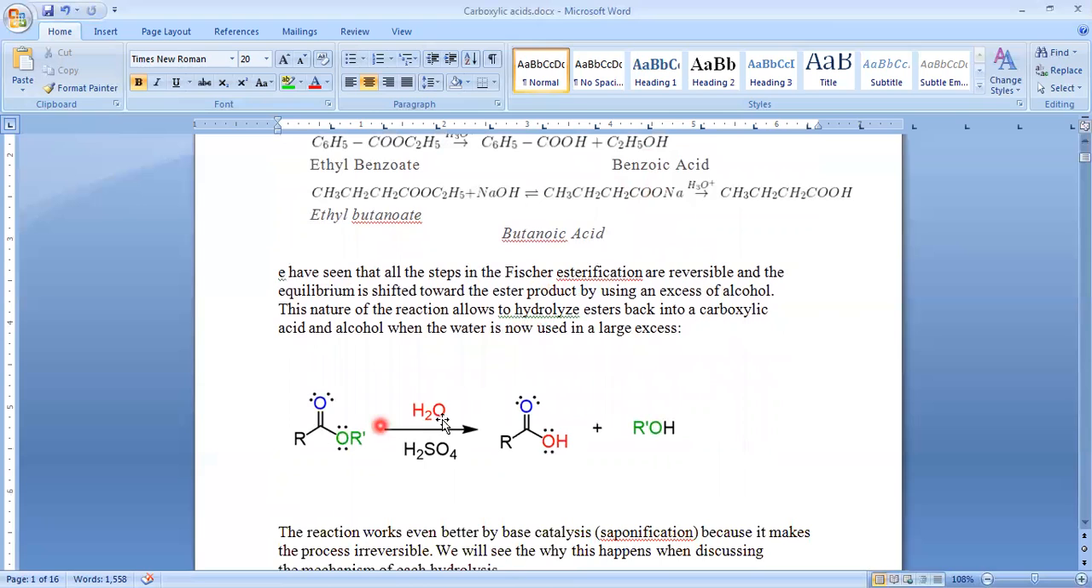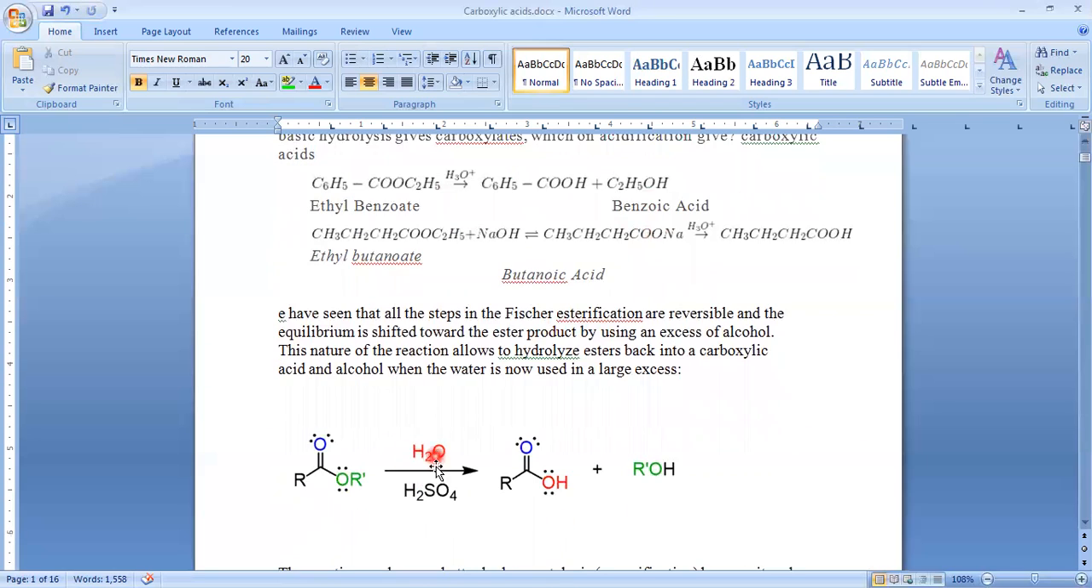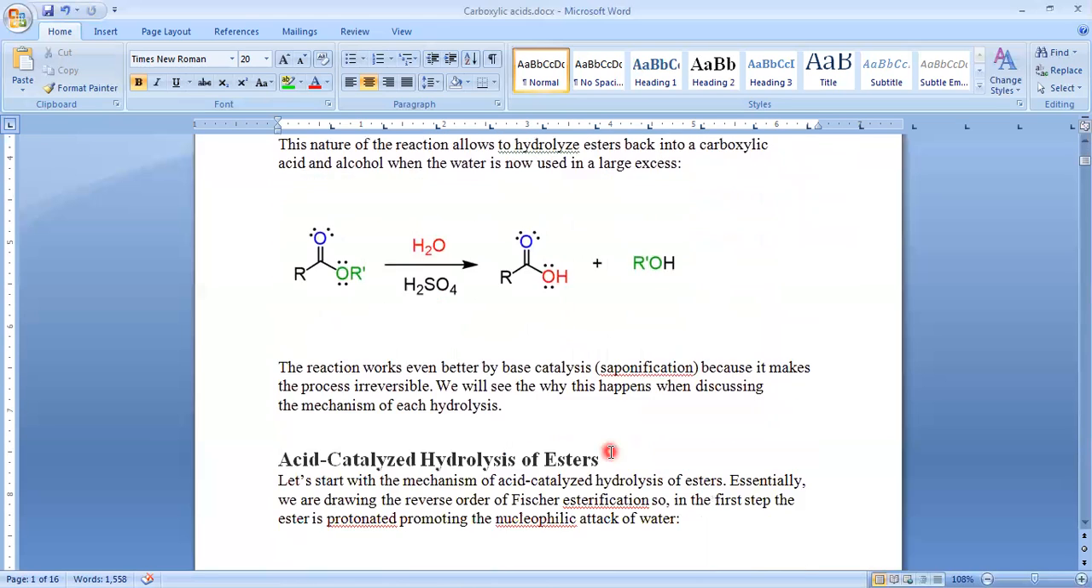Let's see some more examples. Here he mentioned water and sulfuric acid separately, but some authors may mention it as H3O plus, or else water and acid. Acid always donates H plus, which is first released and taken up by water, converting it into hydronium. So this is the ester. On acidic hydrolysis, what do we get? We get carboxylic acid along with alcohol. Okay, so let's see the mechanism.